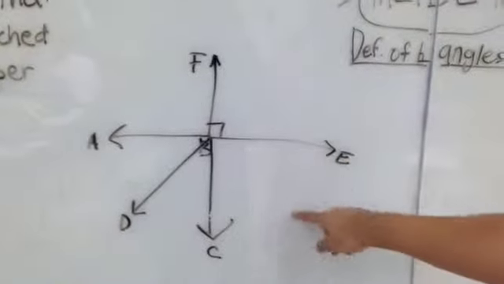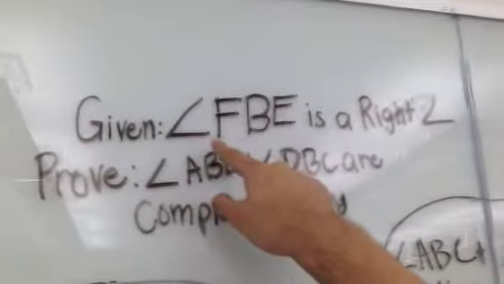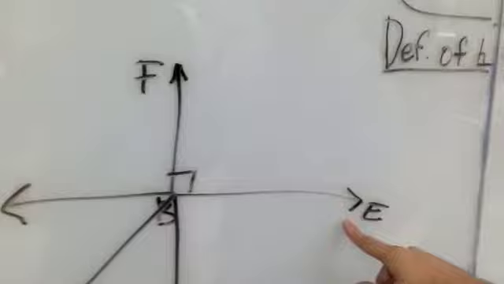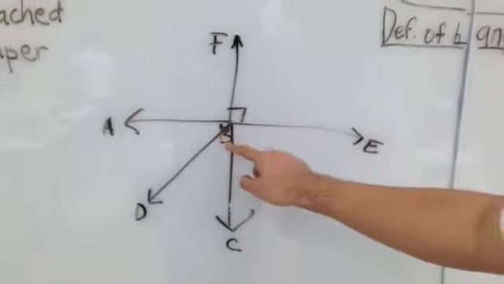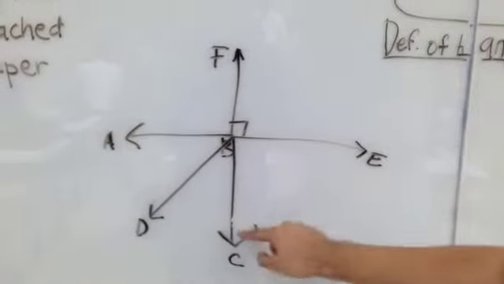So here is our problem. This is our given diagram. And these are the statements given. First statement says FBE is a right angle. So this FBE is a right angle. We have to prove that ABD and DBC are complementary.